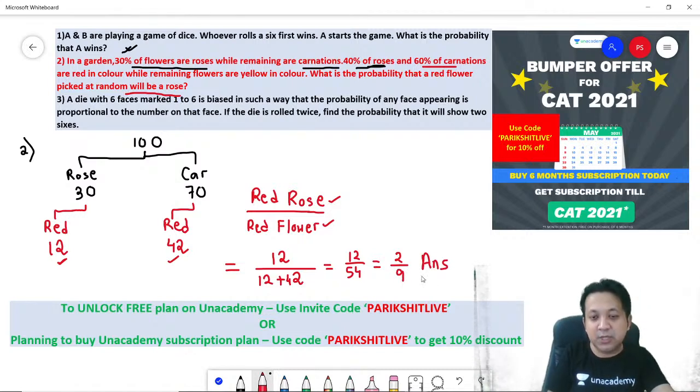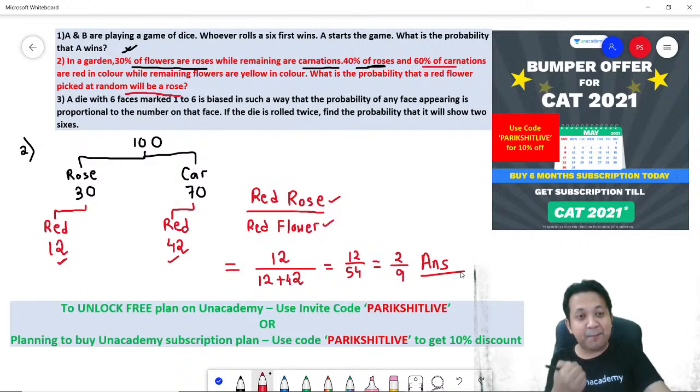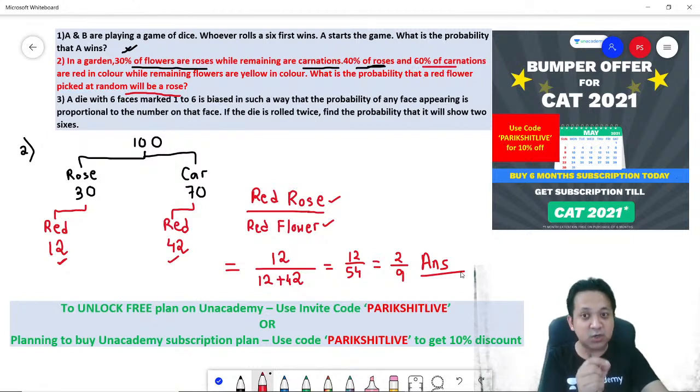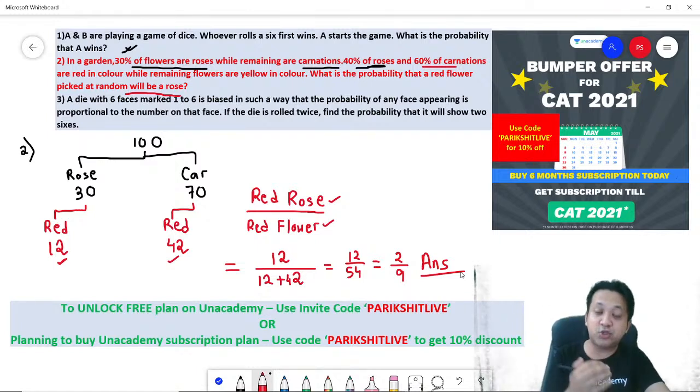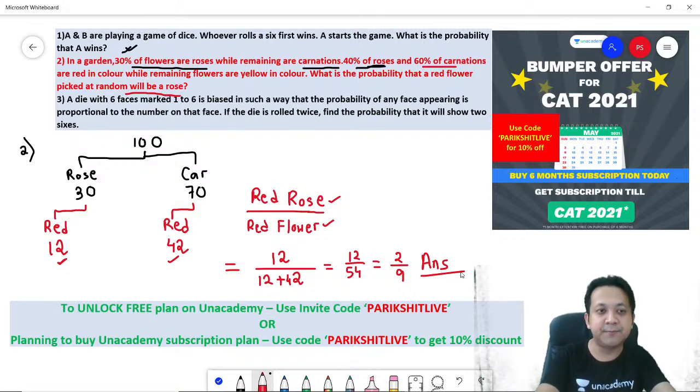Remember, you don't use a super complicated Bayes theorem. I've seen students using it. I've seen it in the books. You never need to use a Bayes theorem. You got to do it this way using common sense. This is a Bayes theorem question, but you don't know what a Bayes theorem is, neither have I taught you what it is. And I think this is the easiest way of solving the sum. 2 by 9 is your answer.